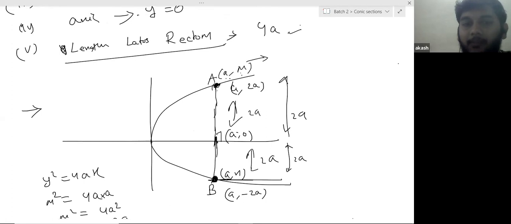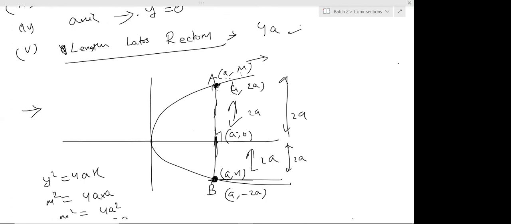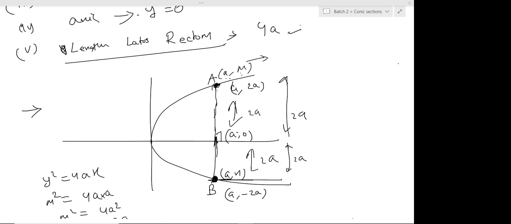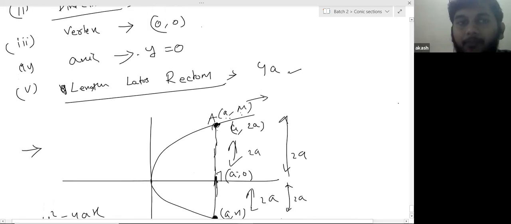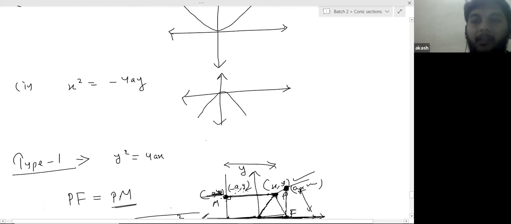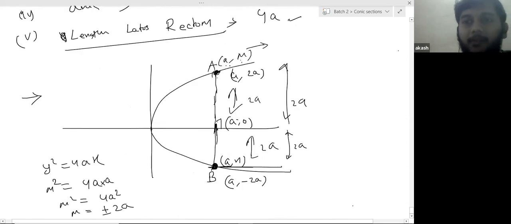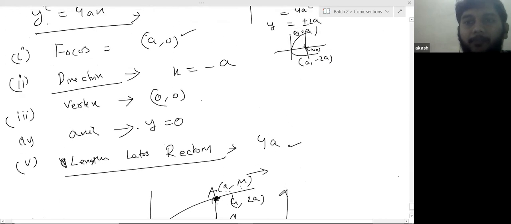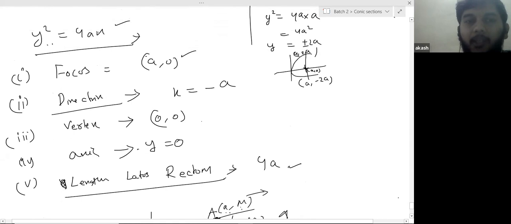Clear, everyone? Mazia? Yes. All right, Atisha is clear. Atif, Rahman? Yes, sir. All right, so remember these 5 things. In any question, these are the only things they are going to ask. So if you have an equation like y square equals 4ax, then the focus is this, directrix is this, vertex is this, axis is this, length of latus rectum is this.